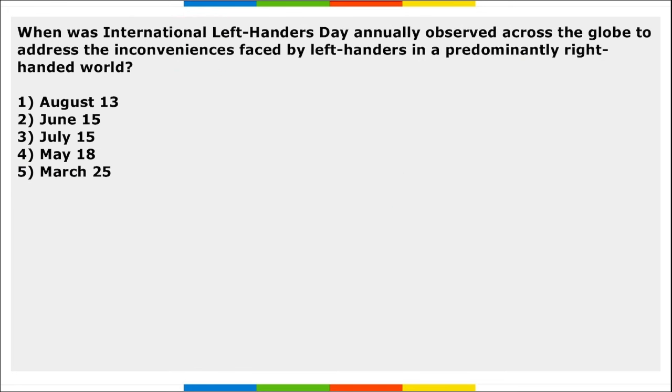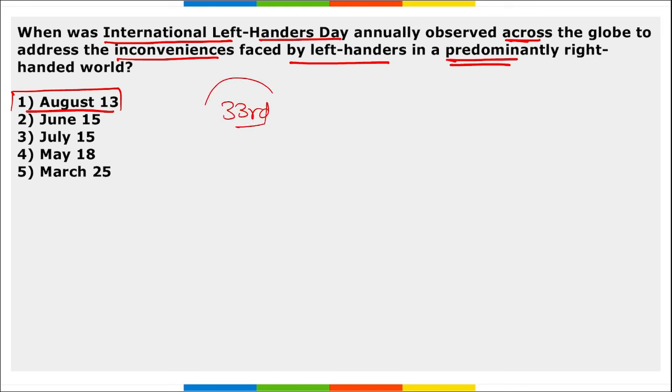Next, when was International Left-Handers Day annually observed across the globe to address the inconveniences faced by the left-handers in the predominantly right-handed world? So this day is observed on 13th of August, and this time it is the 33rd International Left-Handers Day that was observed. For the first time it was observed in 1976.